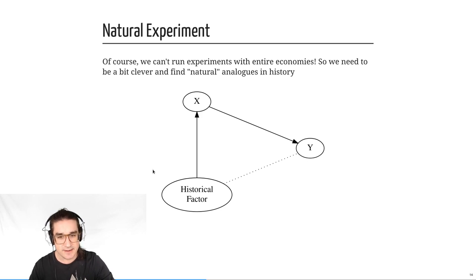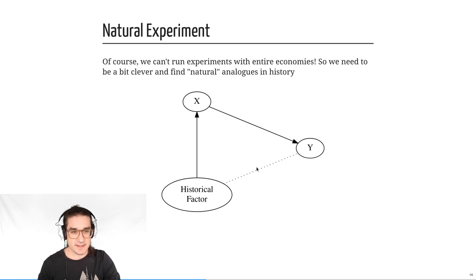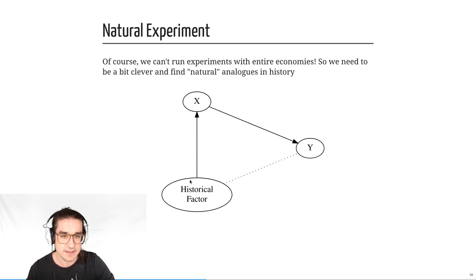But the critical thing is you need it to only influence Y through X, not Y directly. If you think about the scientists, you can't have them changing the CO2 and also putting a Bunsen burner under the glass box. You need them to be separate in that dimension. So you want to find something that influences X, your independent variable, but doesn't influence your outcome variable. If you could find that, and if it's random, then it's as if you were performing an experiment, even though you didn't. You just looked at it ex post.